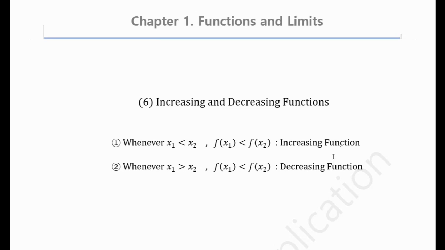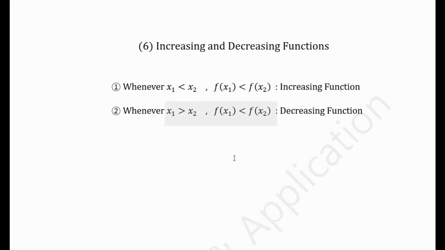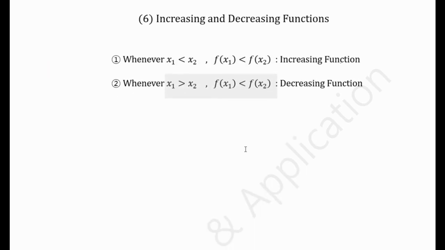So next is increasing and decreasing functions. Later we can check increasing and decreasing functions by derivative, but at this time we just give the definition. The definition of an increasing function is whenever x2 is greater than x1, f(x2) is greater than f(x1) for all x1 and x2. A decreasing function is whenever x1 is greater than x2, f(x1) is less than f(x2) for all real x1 and x2. I have an example.